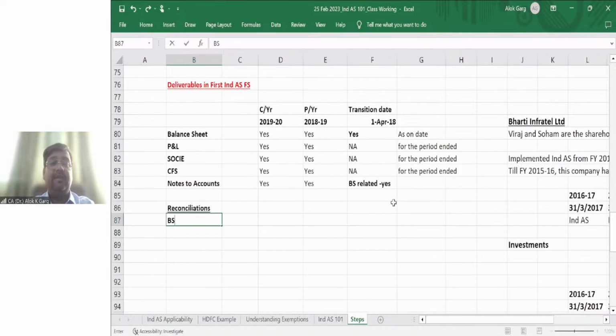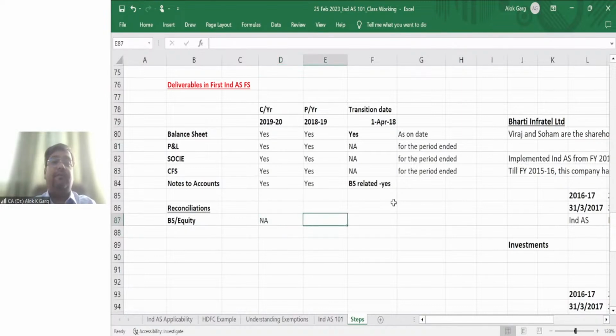And what is that reconciliation? This is known as balance sheet or equity reconciliation, right? Whether balance sheet or equity reconciliation is required for the current year? No. Why? There is no number which has been published in the past for the current year. The current year number is a fresh number. Soham and Viraj do not have any annual report from where they can compare the current year number. So of course not applicable.